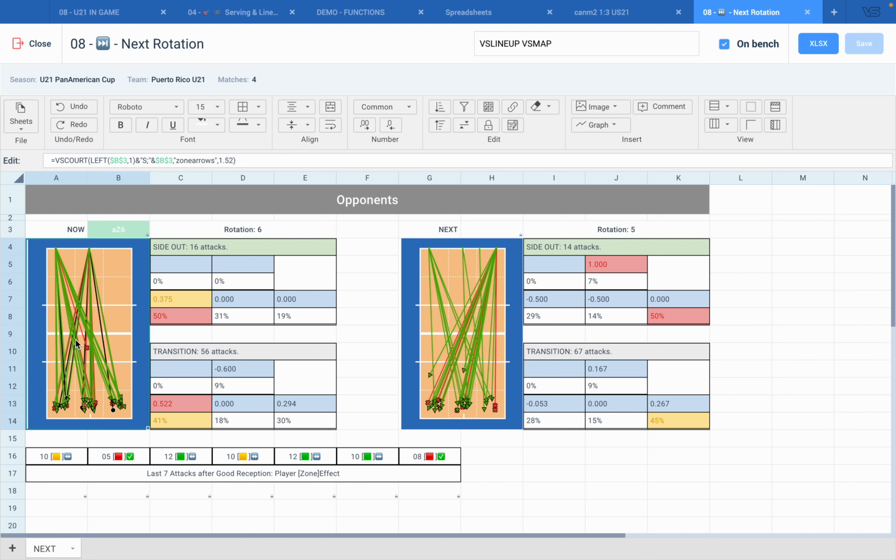So I use this VS lineup extensively here about who is serving now and who is going to serve next time, who is the next player, and so on and so on. I hope it helps, and let me know if you have any question or concern.